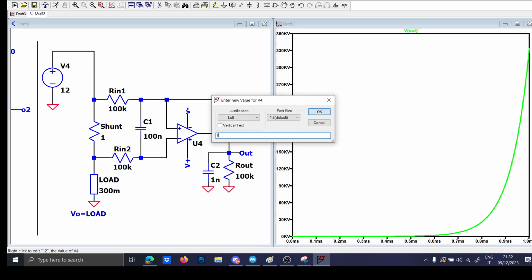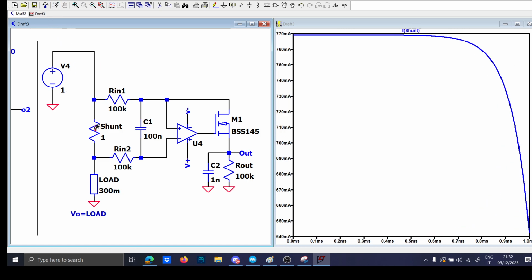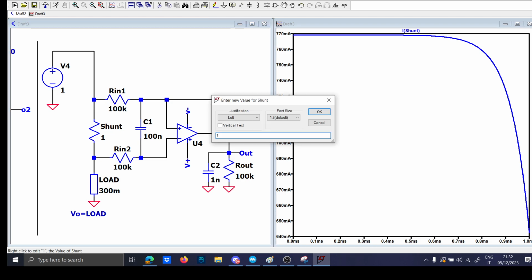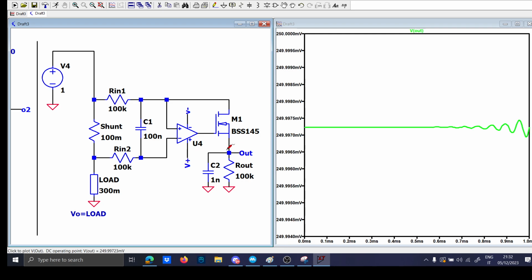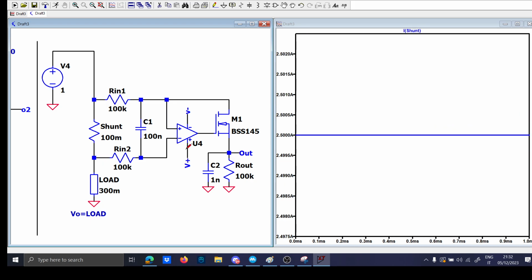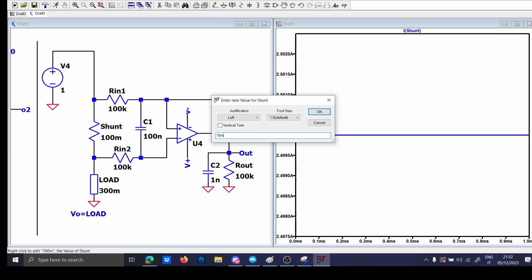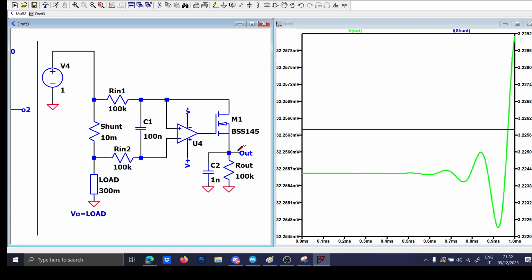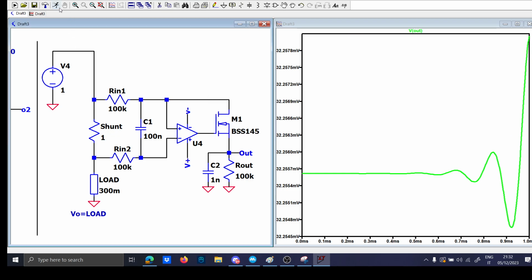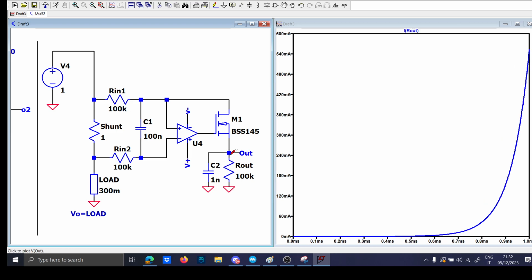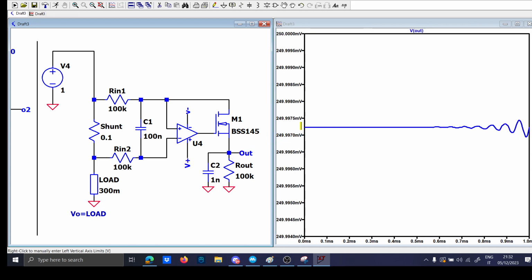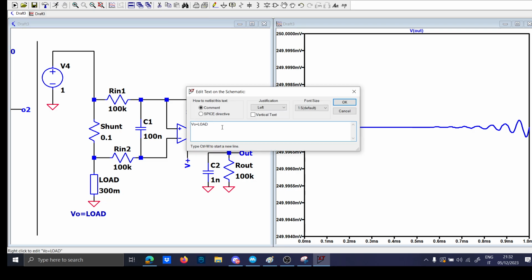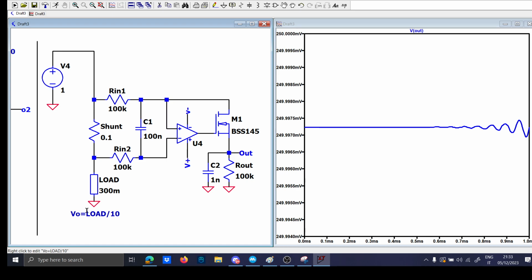So let us put just 1. It is just the shunt gives... yes, it is because of the shunt. Okay. So the equation is correct. You can play with the shunt to have an increase or a reduction. But naturally, if you put a shunt which is higher than the load, so let's return to the proper values for the shunt and the load, you have 2.5 amps, and the output voltage is 250 millivolts. So VO is equal to load over 10 in this case.